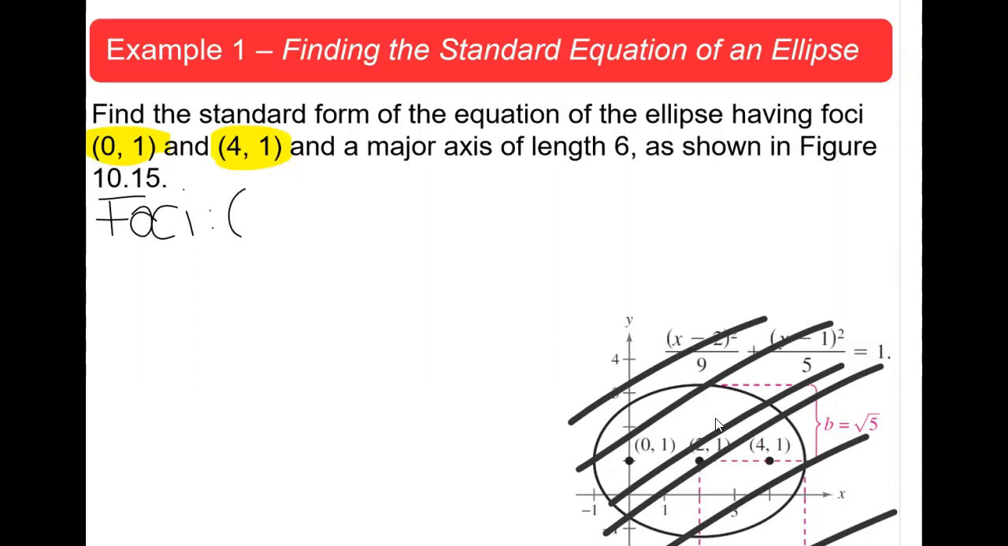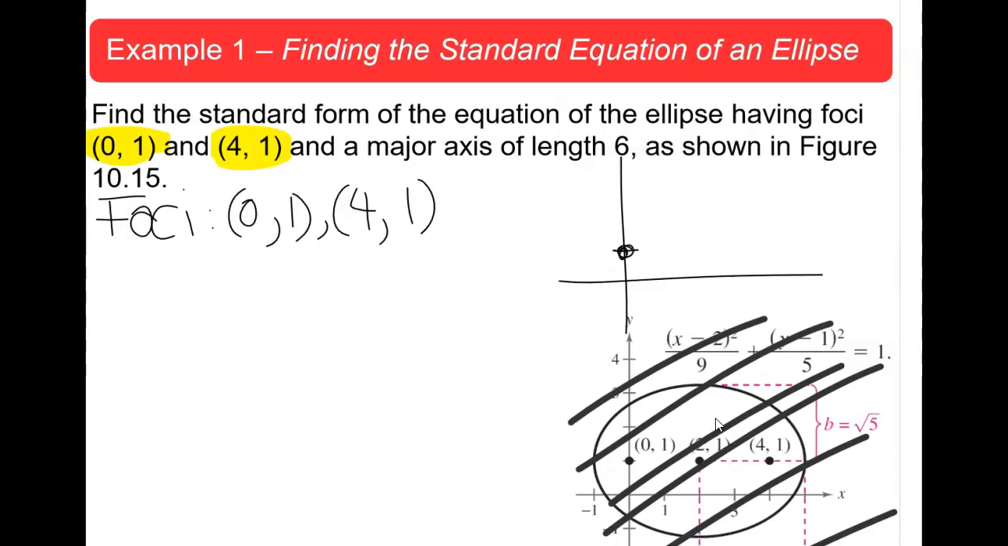So we have (0, 1) and (4, 1). Now, if we were to find the midpoint between those two points, that's what I'm going to do. I'm going to plot those two points. So we have (0, 1), that would be here, and (4, 1). So 1, 2, 3, 4, and it will be right there. So what I want to do is find the exact midpoint, because that midpoint is going to be the center.